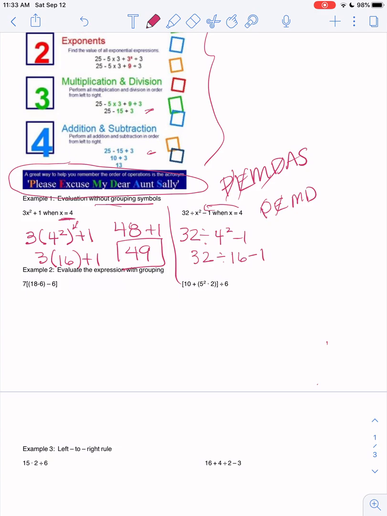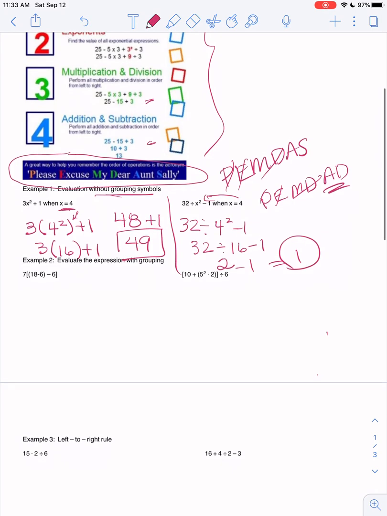Now we need multiplication and division. It looks like we're going to hit a division problem right away. So that's going to give us 2. Took care of that. And bring down that minus 1. We're going to take care of addition and subtraction. It looks like the answer we're looking for is 1.